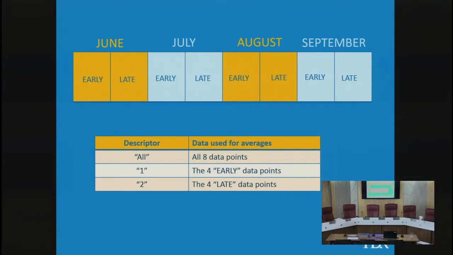And, well, what if I just took all the early points and looked at that data? So we just take all the early ones, so it's 4 data points. Well, what if we took just the late? What if we went out to a lake and just sampled the second half of the month? And the idea was a couple things. Do we need to sample 8 times a year or just 4 times a year? And if so, does it make a difference whether you sample the first part of the month or the last part of the month?